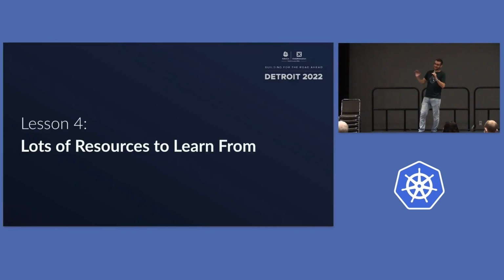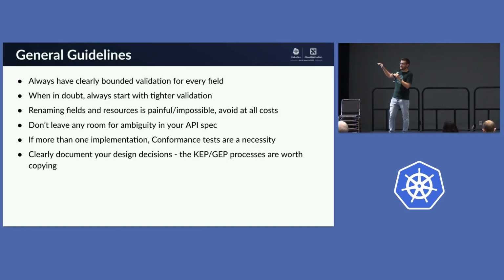All right, so final lesson of the day. There are lots of resources to learn from here. I'd summarize some of the top lessons we've gotten just from talking to people in API machinery, architecture, etc., is always, always, always have clearly bounded validation for every field. If you do not add a max size, a max length, some kind of basic validation, you will regret it forever. I promise you. It is awful.